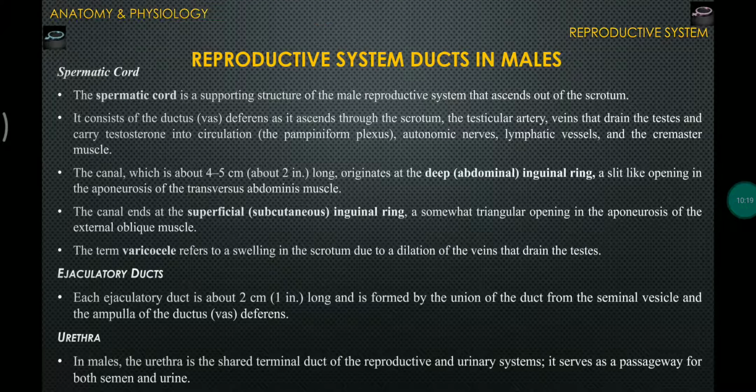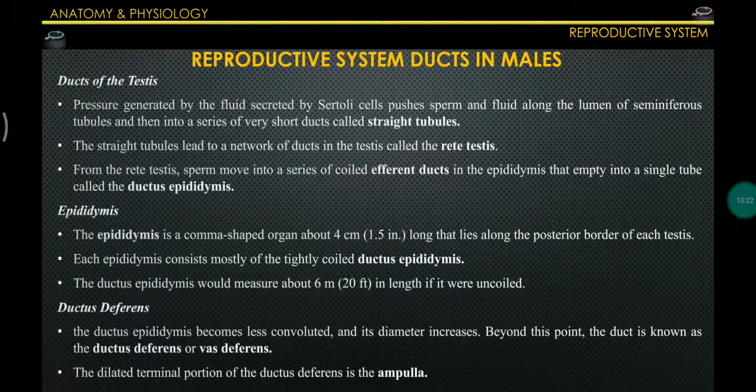Coming to the ducts of the male reproductive system, like the ducts of the testis. The testis consists of tubes, which we call seminiferous tubules. These seminiferous tubules are usually coiled structures which become a series of very small straight ducts called straight tubules. When sperm is formed in the seminiferous tubules, it directly enters the straight tubules.